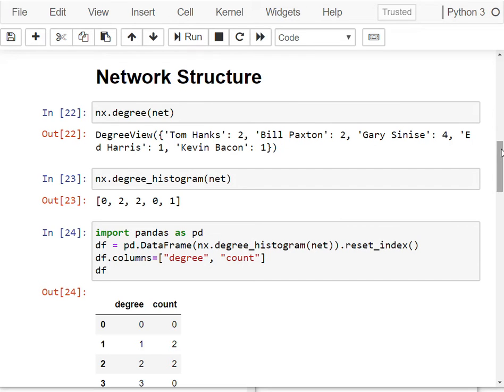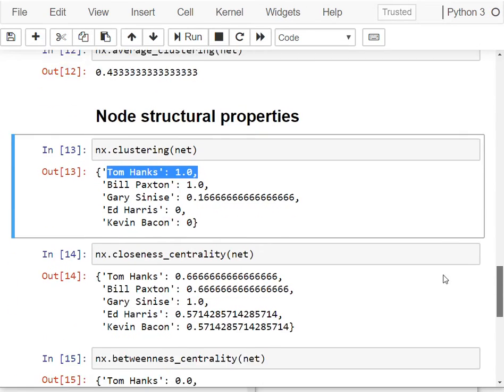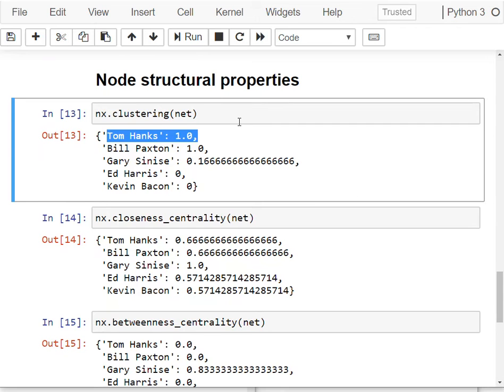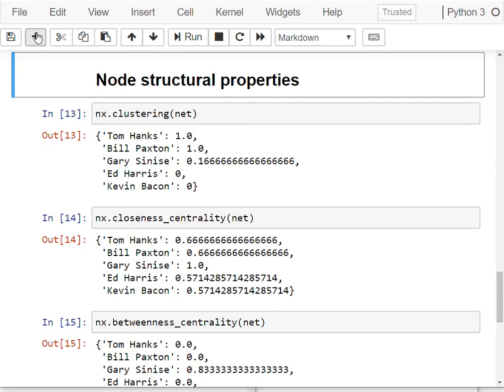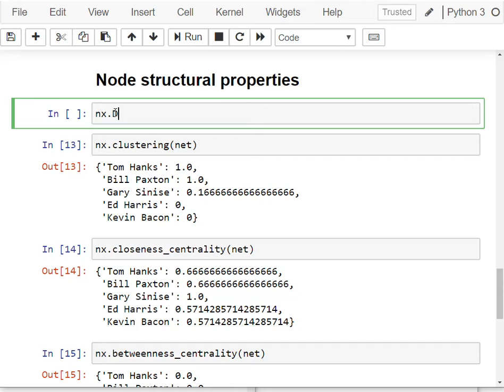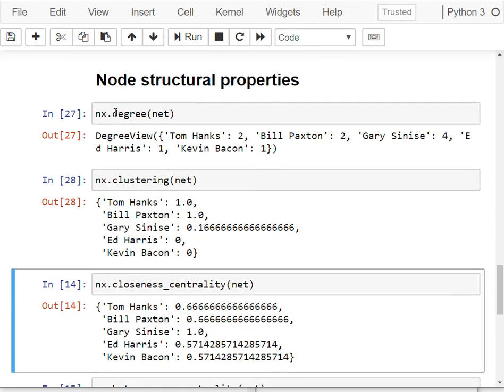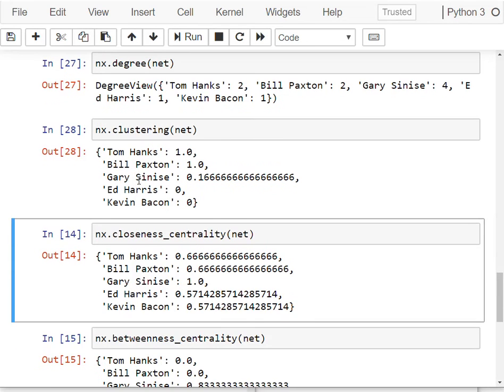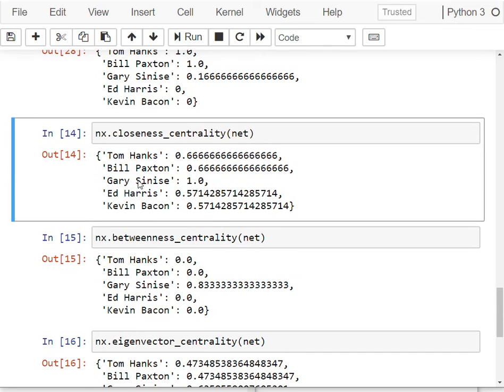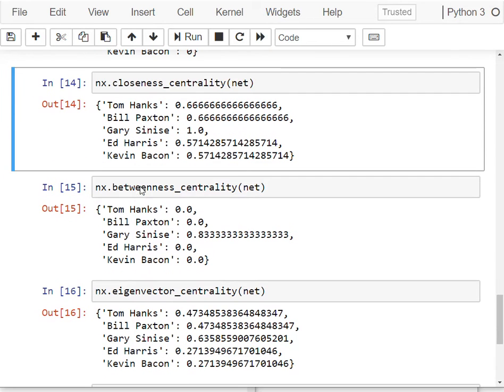Now, on the other hand, if we only have one network, we're more interested in the structural properties of the node's position within the network. So far we have seen 2 of them, the degree and the clustering. There are other measurements that help us understand the position of a node within the network, and those measurements are called centrality because they represent how central a node is within the network.